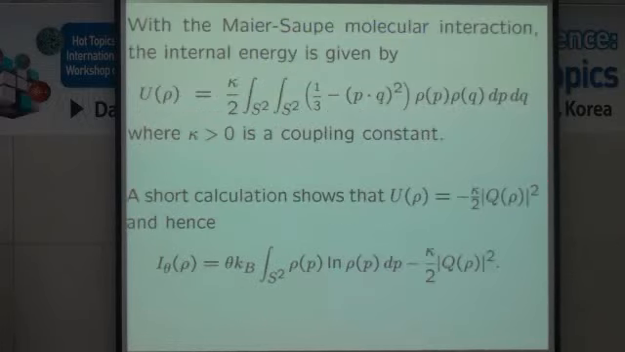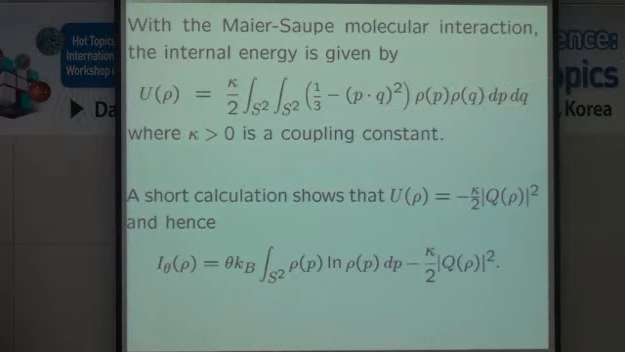And what is U? What is the internal energy? Well, with the Maier-Saupe interaction, that's given by this expression. So there's a coupling constant, kappa over 2, and then you have this double integral with respect to P and Q, points on the unit sphere. Now this 1/3 is not very important, because when you integrate 1/3, since the integral of rho is 1, you just get a constant, but it's put there to get a nice formula at the end.